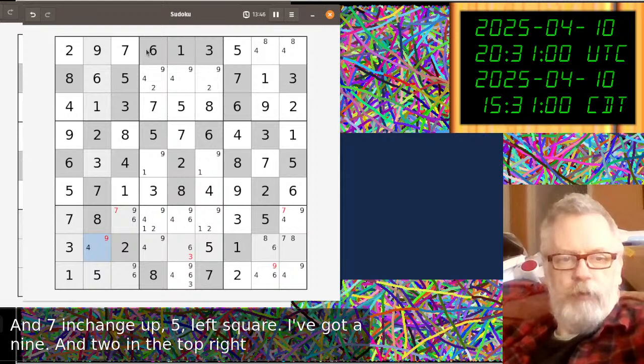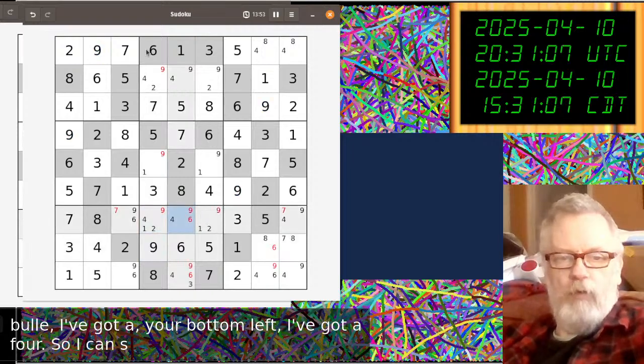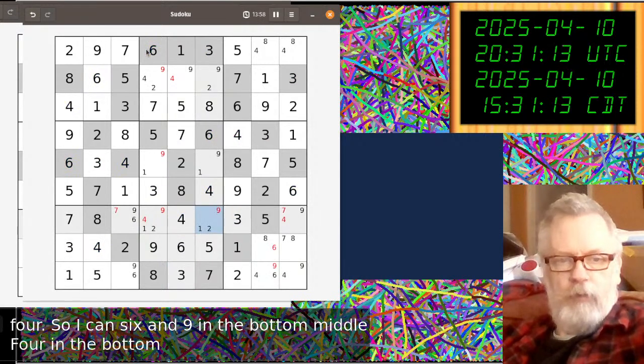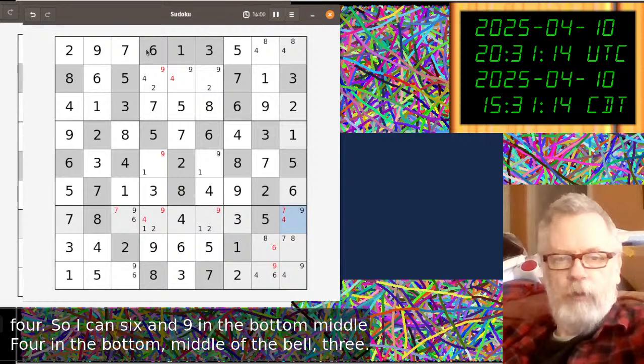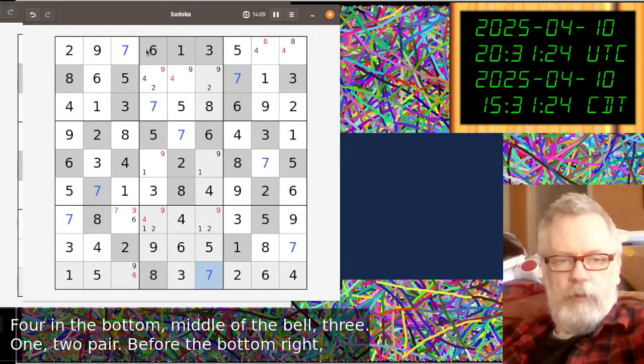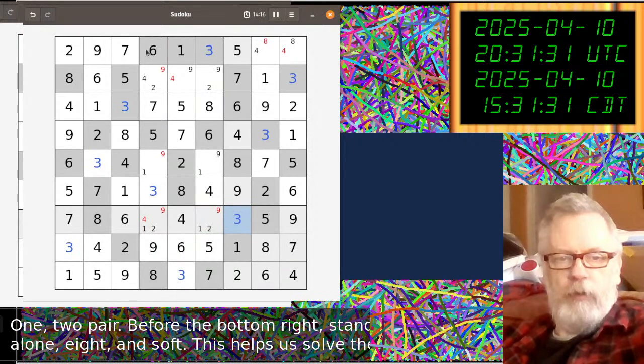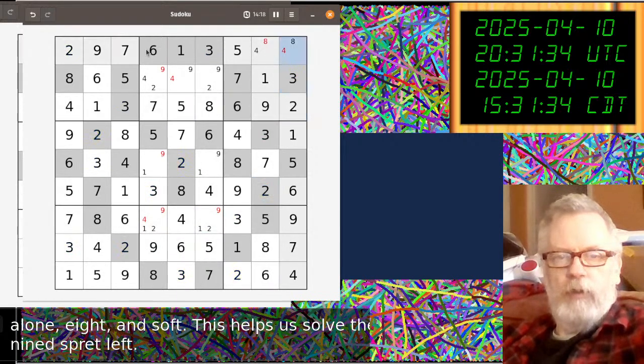Bottom middle, bottom left, I've got a 4. I could get a 6 and 9 in the bottom middle. 4 in the bottom middle as well. 3, 1, 2 pair. It's a 9 in the bottom right, a 4 in the bottom right, a 6 standalone, 8, and 7. This helps us solve the 9, 6 pair in the bottom left, and doesn't touch the bottom right yet, or bottom middle.